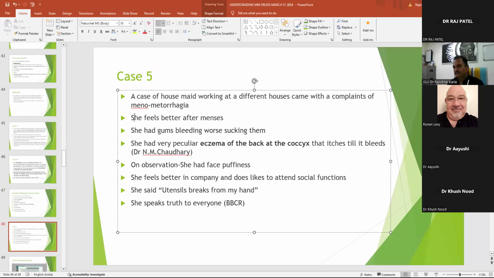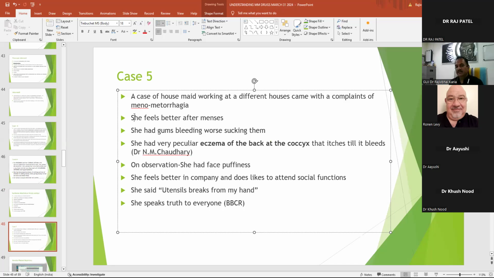Now case 5. A case of a housemaid working at different houses, who came with a complaint of menometrorrhagia. She feels better after menses. If menses come, I feel better.